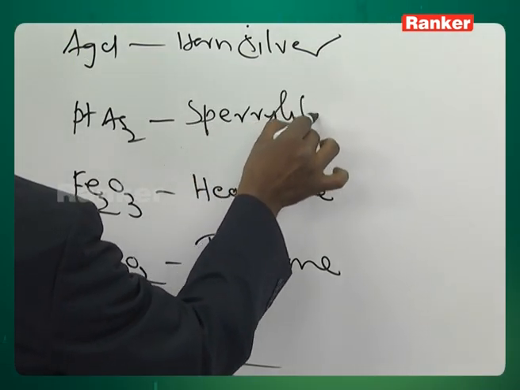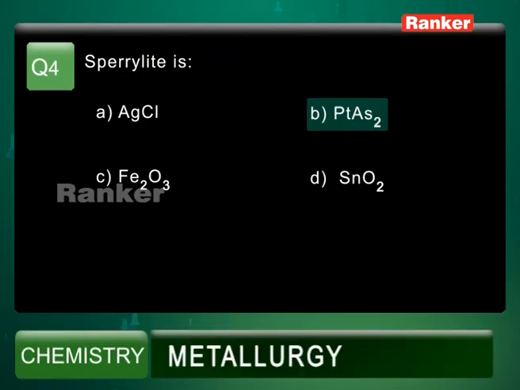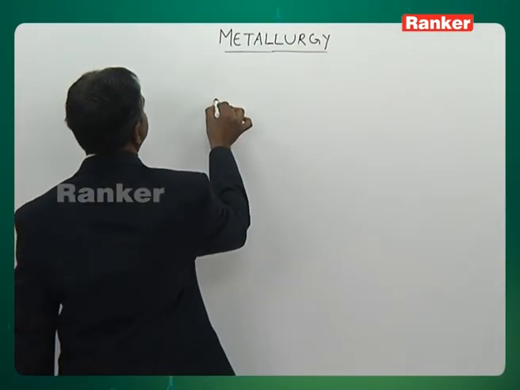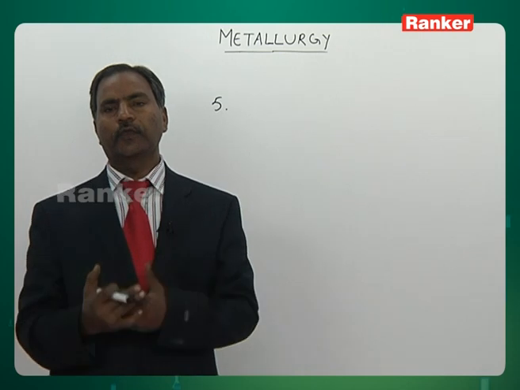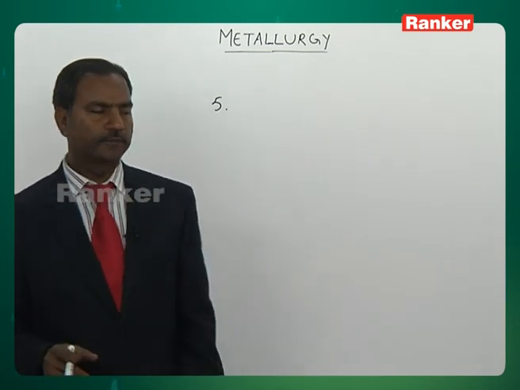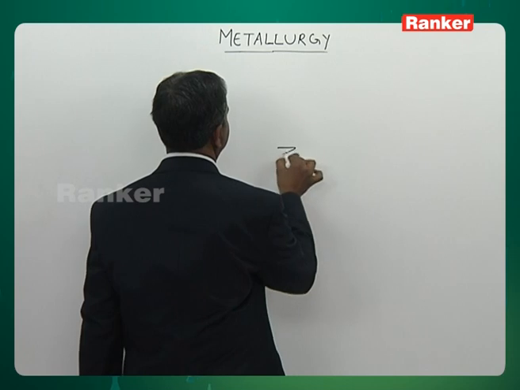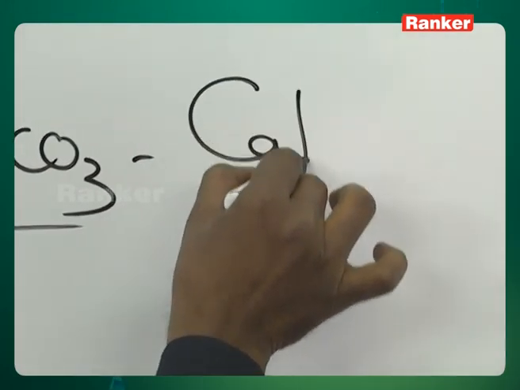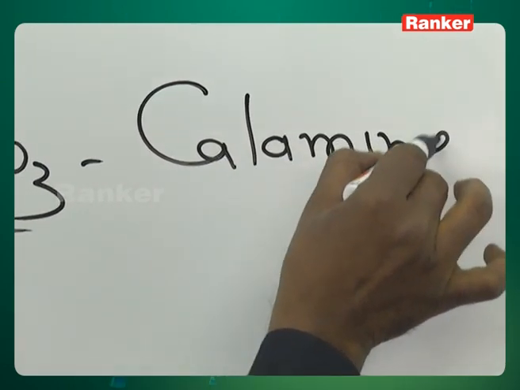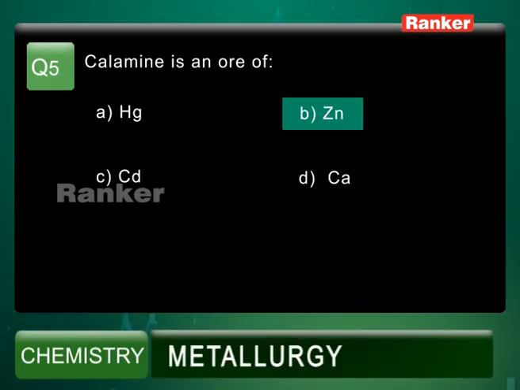Question number 5, calamine is an ore of mercury, zinc, cadmium, calcium. Calamine, you might be remembering, is one of the carbonate ores of zinc. Zinc carbonate is known as calamine. So, question number 5, answer is B.